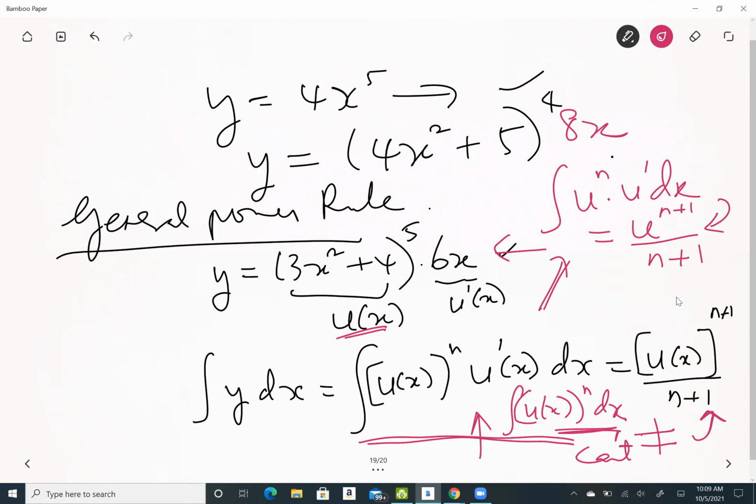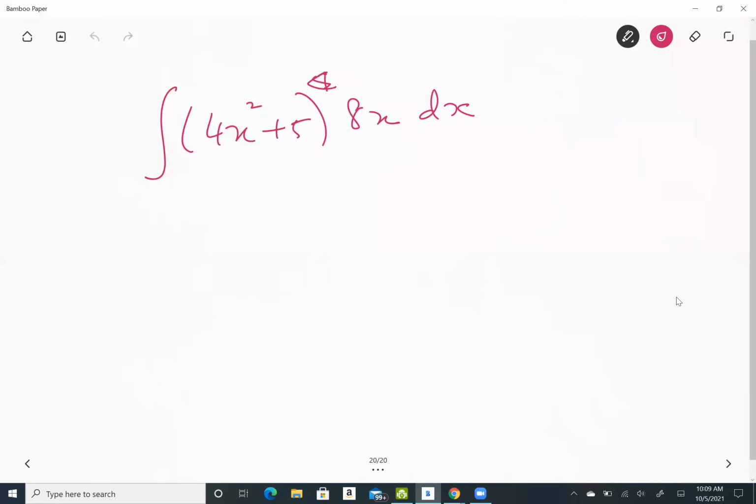So what you do here is you let u be equal to the terms in the whole thing. Let u be equal to 4x squared plus 5. Right? Then what is u prime? u prime is du dx. Okay, that will be equal to 8x.